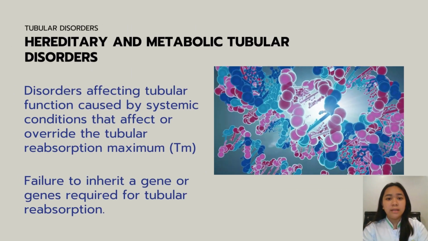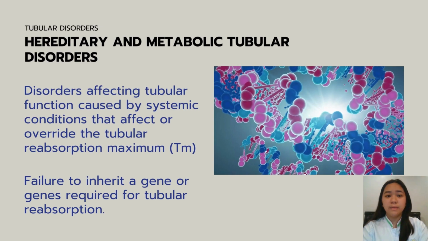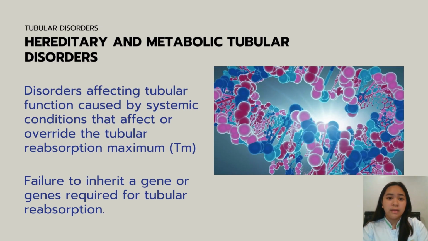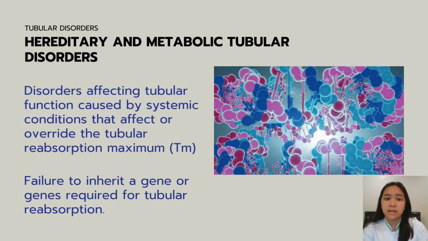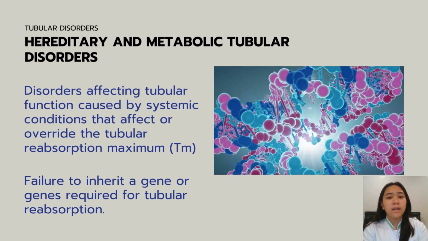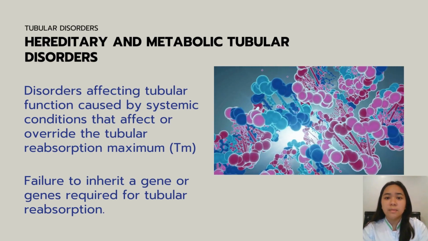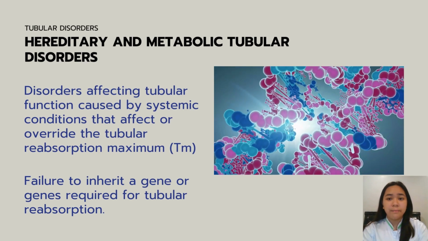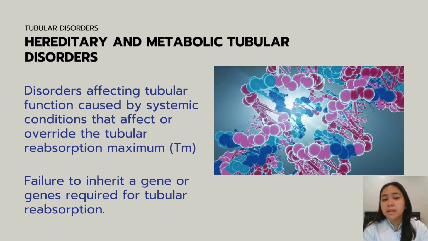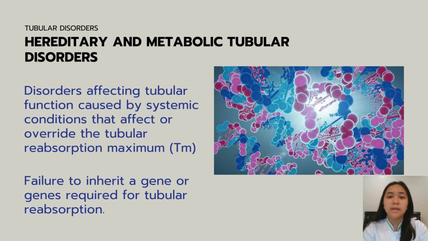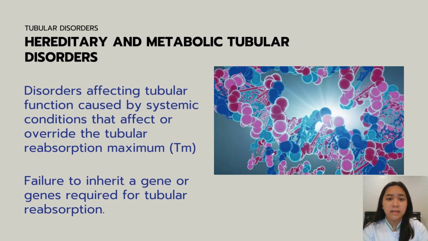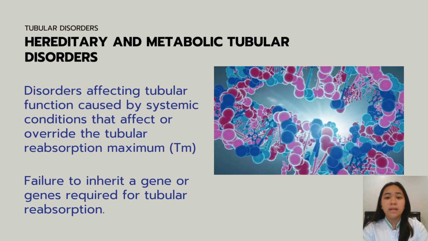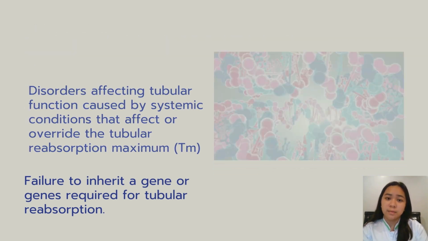Then we have hereditary and metabolic tubular disorders. These are disorders affecting tubular function caused by systemic conditions that affect or override the tubular reabsorption maximum, or TM, for particular substances normally reabsorbed by the tubules, and failure to inherit a gene or genes required for tubular reabsorption.